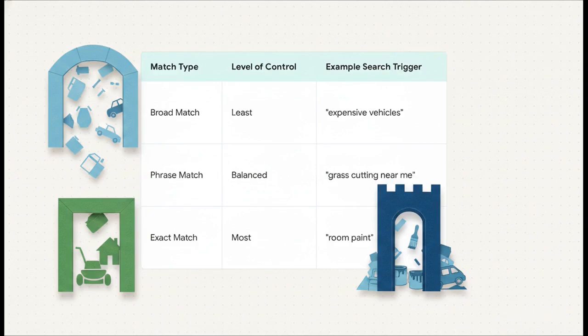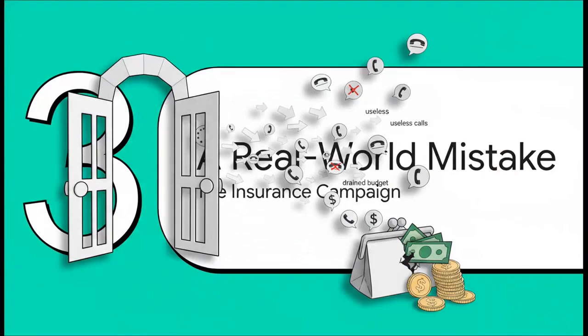Then there's phrase match. This is like a medium-sized gate. It shows your ad for searches that include the meaning of your keyword, but it's still pretty loose. And finally, we have exact match. This is your narrowest, most protective gate. This gives you the most control, and it's supposed to show your ad only for searches that are super, super close to your keyword.